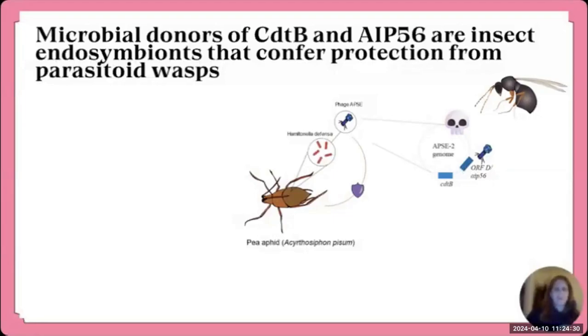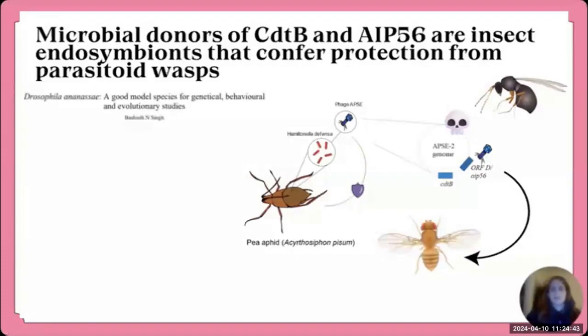It's a little bit complicated, but these genes were transferred to another organism, specifically Drosophila ananassae, both of them. And this was great because, according to Dr. Singh, Drosophila ananassae is a good model species for genetical, behavioral, and evolutionary studies, which is perfect. This person is obsessed with ananassae and has a new study on them every year. It's very cool. But they're not only cool for these reasons, but also because of how these genes were inherited.